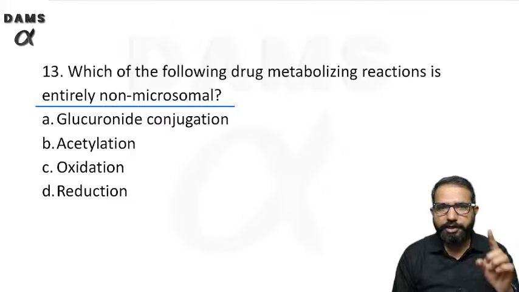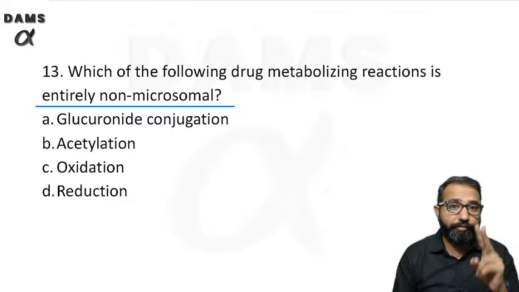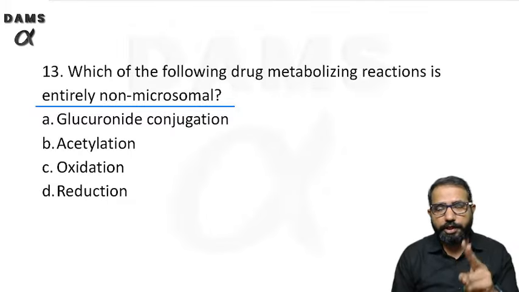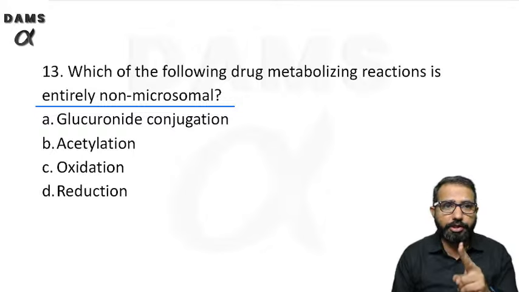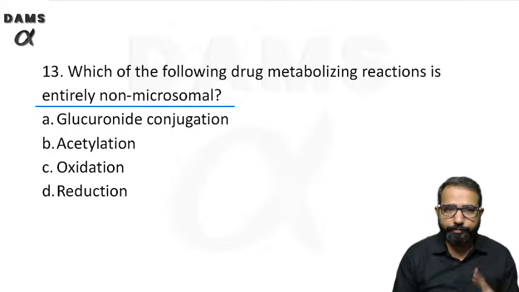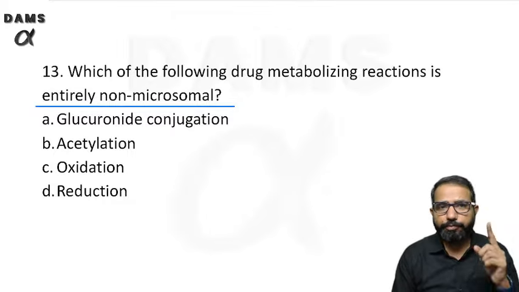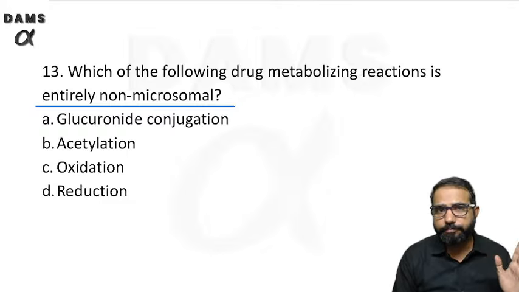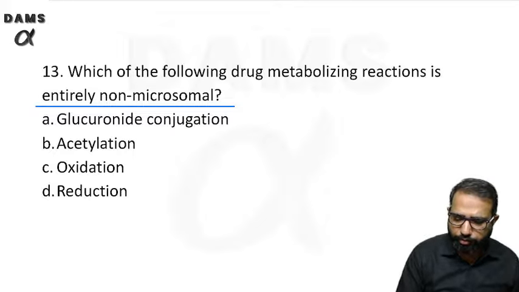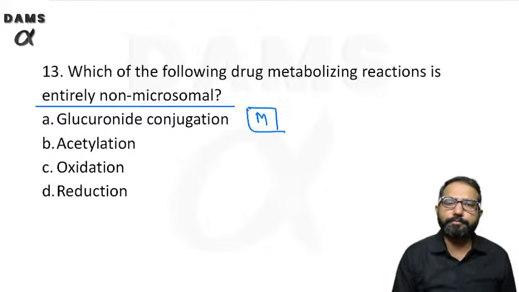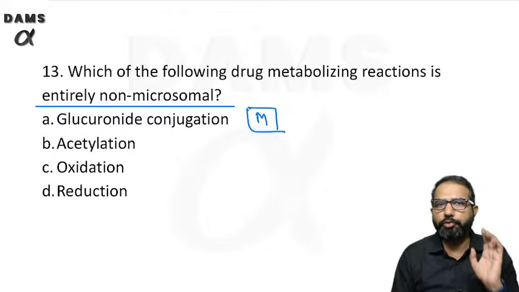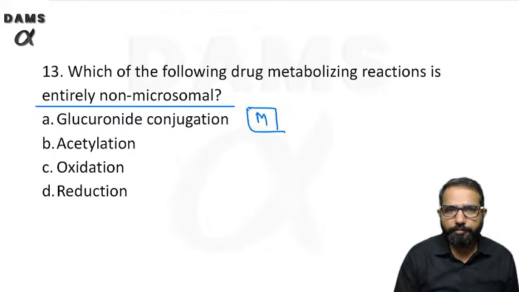So phase 1 catabolic, mostly microsomal. Phase 2 is conjugation, and conjugation reactions are mostly non-microsomal except one. So in phase 2, all are non-microsomal except one, and that is glucuronidation. This glucuronide conjugation is a microsomal enzyme reaction. Out of all phase 2, only glucuronidation is microsomal.